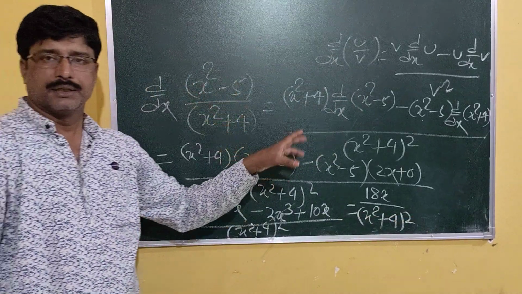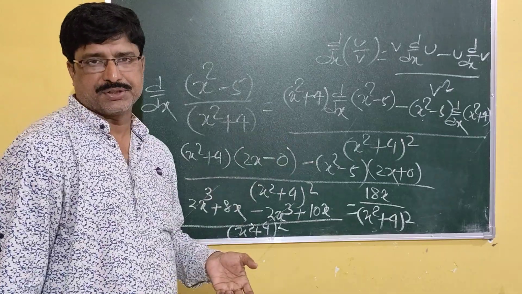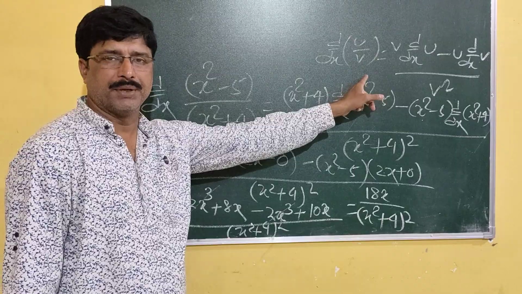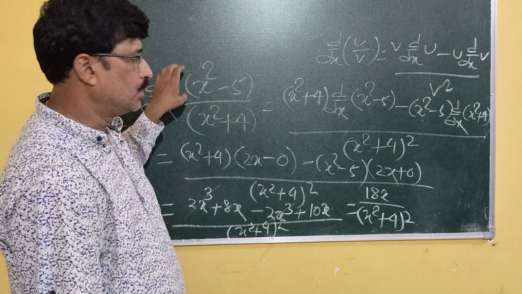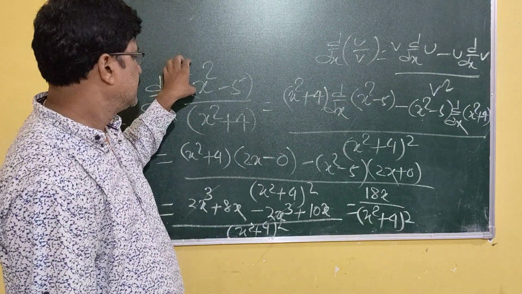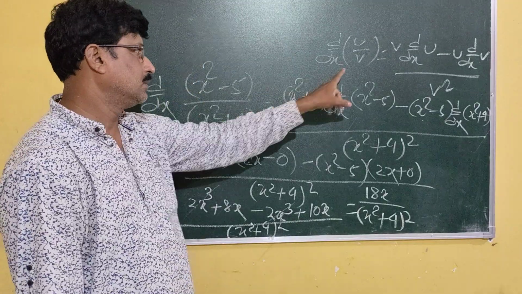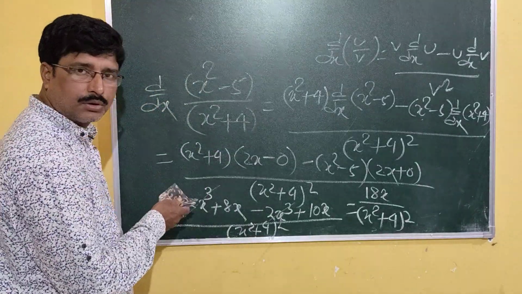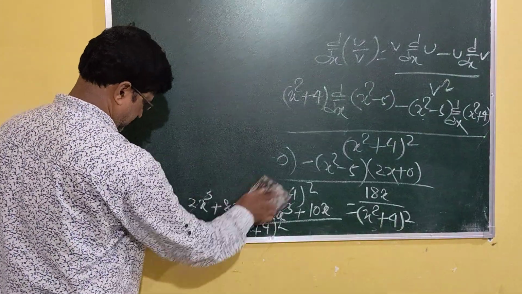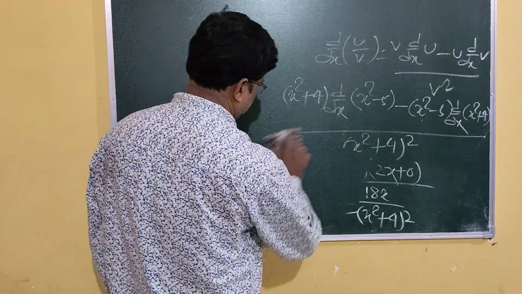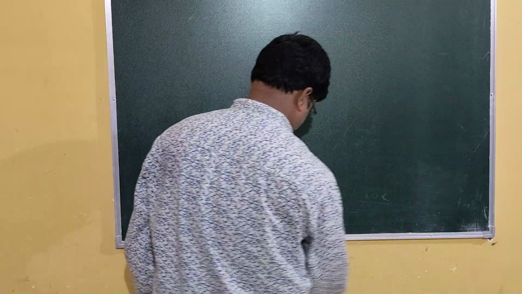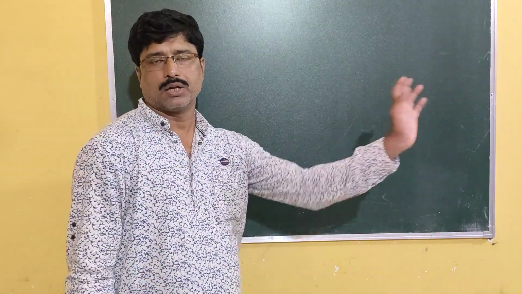This is the process of division. In division, we have to use this formula u by v. That means one function is u and another function is v, that is, the numerator and the denominator. So follow this formula. This is all about the direct methods.